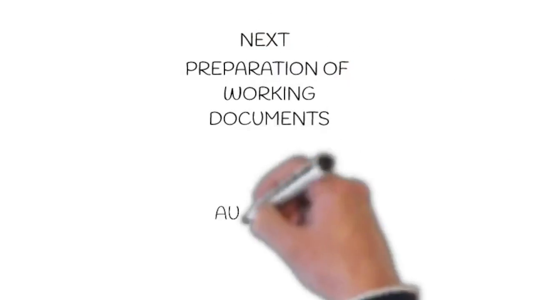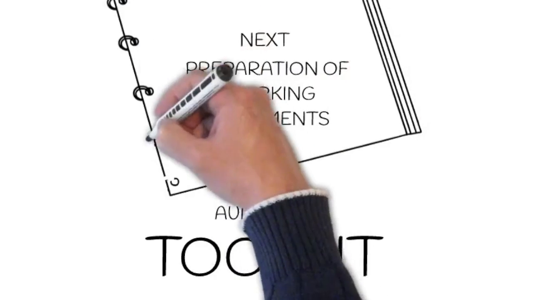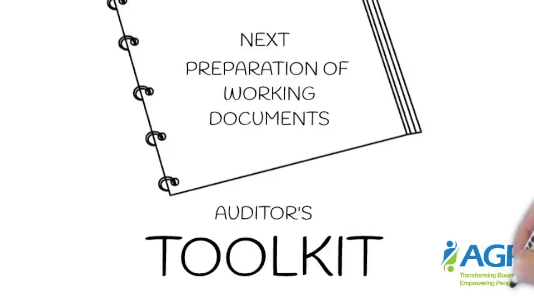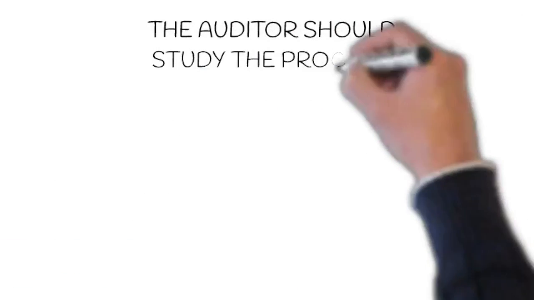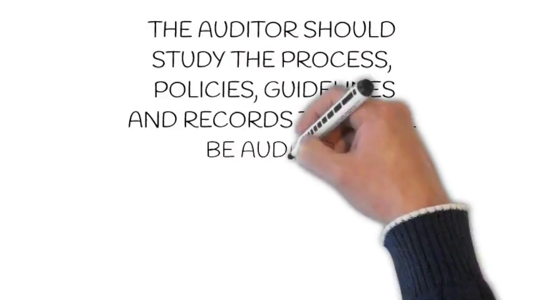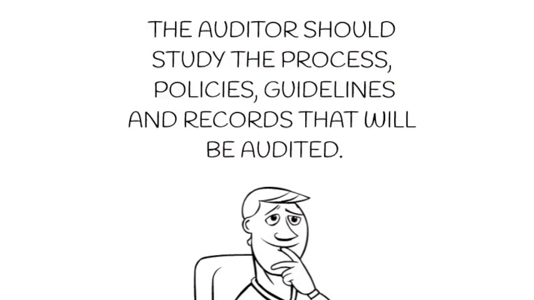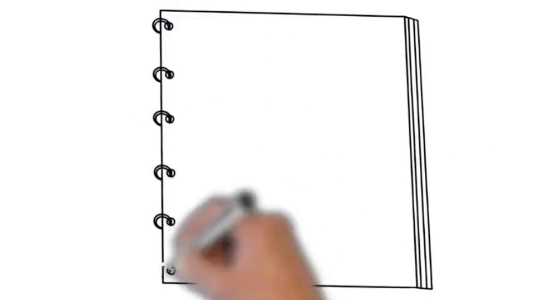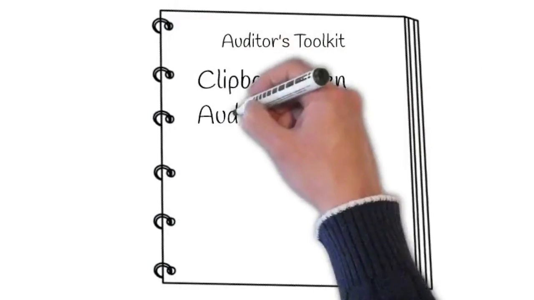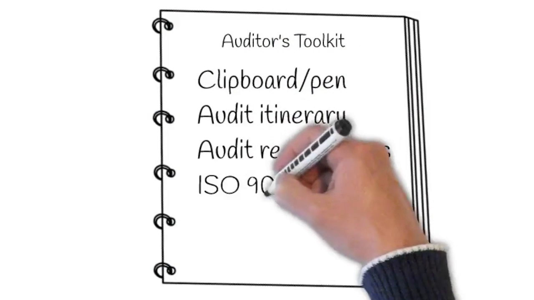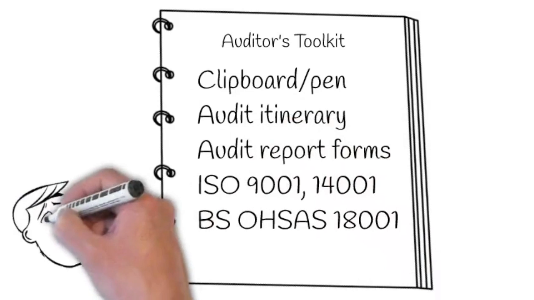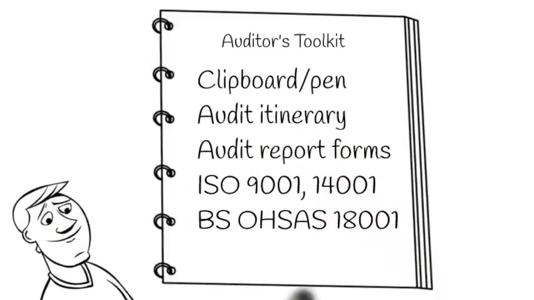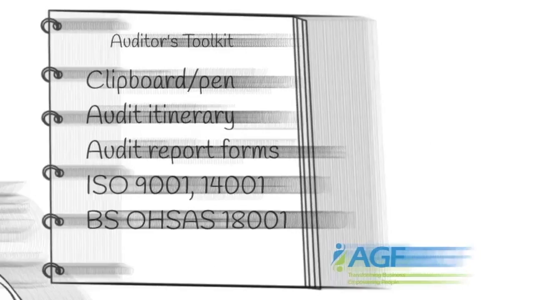After selection of the audit team, it's time to prepare the working documents or the Auditor's Toolkit. The Auditor's Toolkit includes the following: the audit checklist, clipboard and pen, audit itinerary, audit report forms, ISO 9001 standard, ISO 14001 standard, ISO 18001 standard, whichever is applicable.